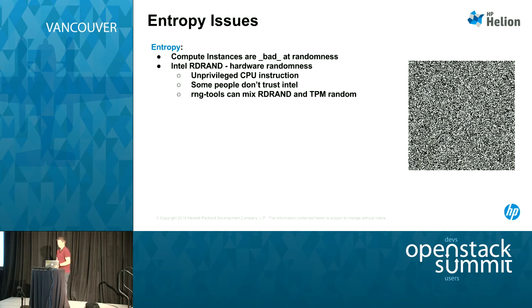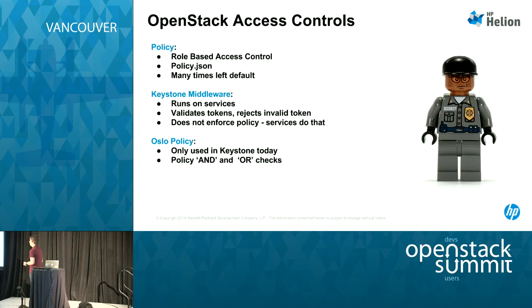Entropy issues: you have to be clever about how you're handling crypto in terms of virtual machines. Short version, Intel have an unprivileged instruction you can make from a virtual machine, or go down through the virt stack, and pull back random for you. If you don't trust it, RDRAND, then watch Matthew Garrett's talk from a couple of days ago, where he speaks a whole bunch more about how to do this and combine it with TPM.